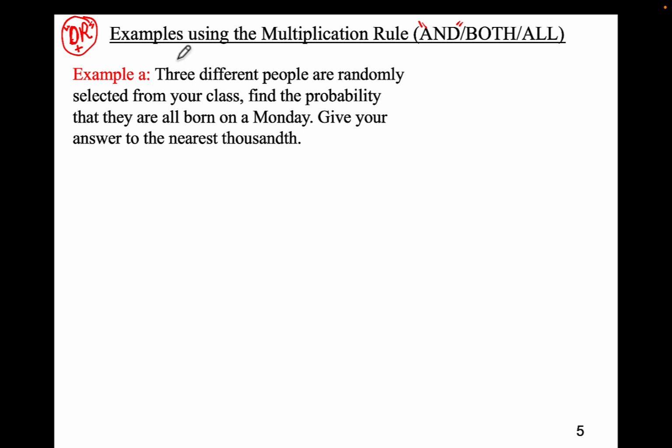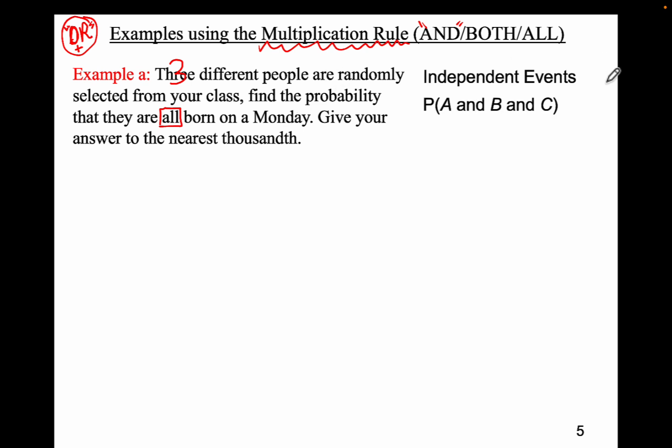Let's see an example. 3 different people are randomly selected from your class. Find the probability that they are all born on a Monday. All. That makes this a multiplication rule question, okay? Give your answer to the nearest thousandth. All right, so we are going to be selecting 3 at random, and we're looking for the probability that they are all born on a Monday.